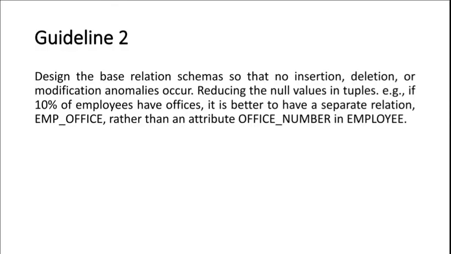For example, see here, if 10% of employees have offices, it is better to have a separate relation employee office rather than an attribute office number in employee. Now we can ask a question, what is the problem here? How is it a problem? Because only 10% of employees have offices. Other employees don't have offices, right? If you consider 100 employees, only 10 employees have office number values. The remaining 90 employees don't have any value. You have to insert null in that place.